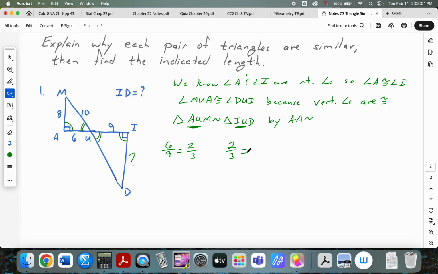So 2/3 is equal to, what matches up with ID? AM. So that's got to be 8 to ID. Cross multiply and we get 2ID is 24. Divide and we get that ID is 12.